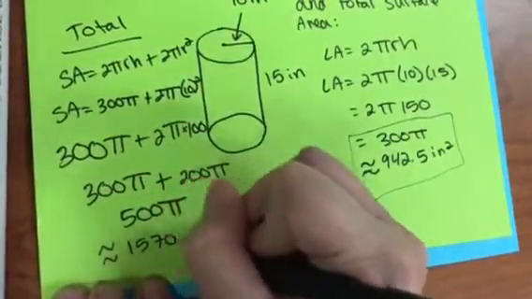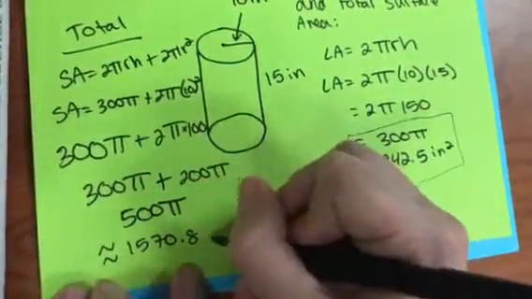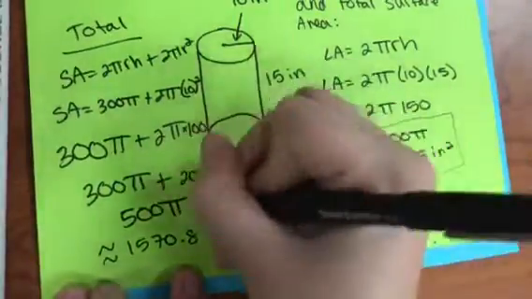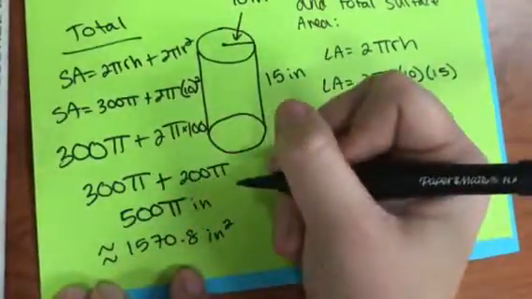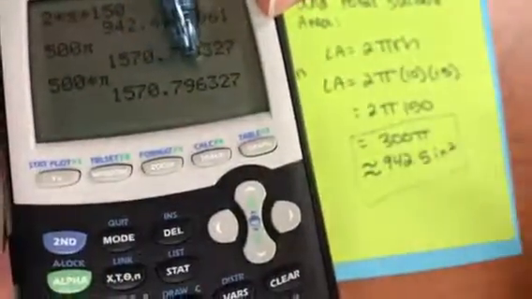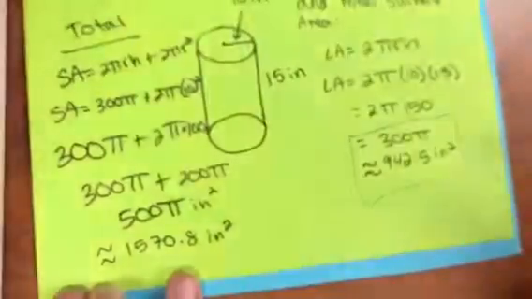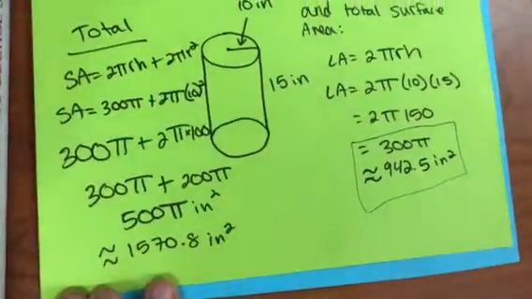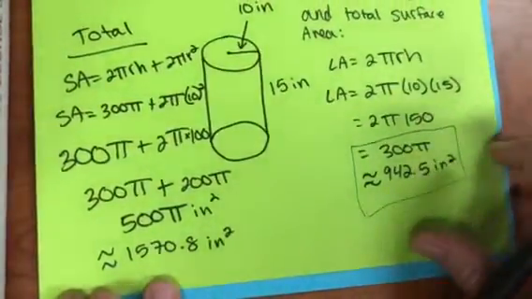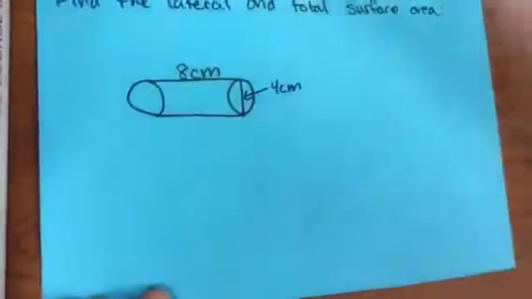1,570.8. That's also to the tenths, inches squared. It's tenths place because my answer is 0.79 and I just went to 8. Cool. That's it. Well done. So you're telling me surface area is ridiculously easy. It really is. Okay, let's do one more problem.